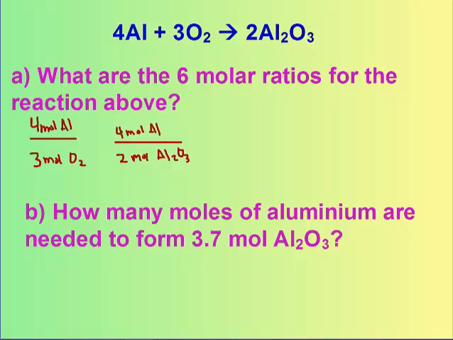And then I can do oxygen and aluminum oxide. So those are my 3 molar ratios. If you wanted to write all 6, then you can write the reciprocals of those. Go ahead and try B. Restart the video when you have an answer to B.